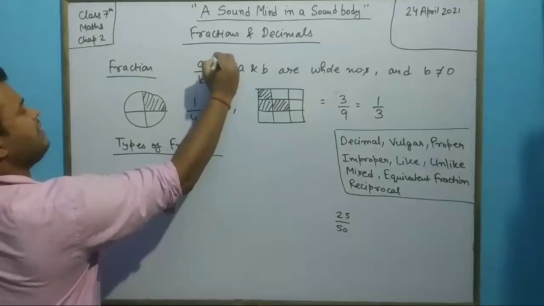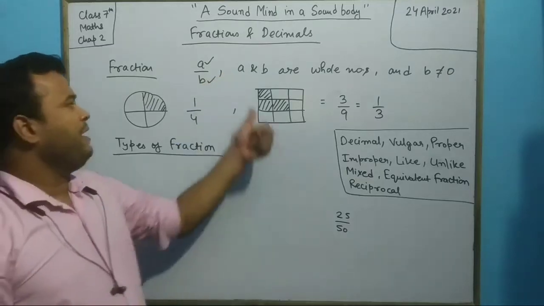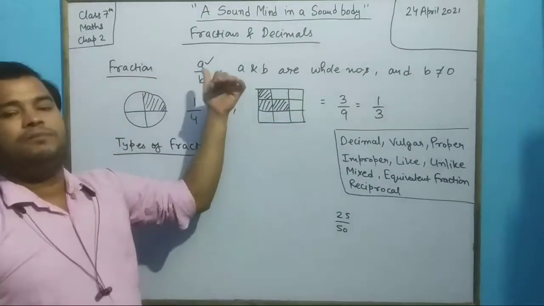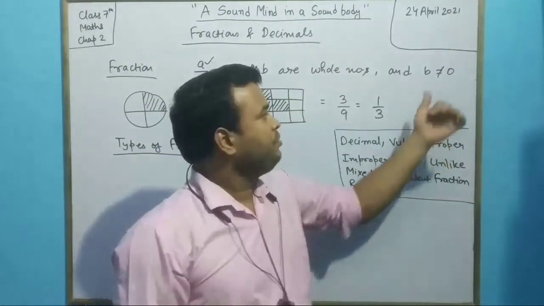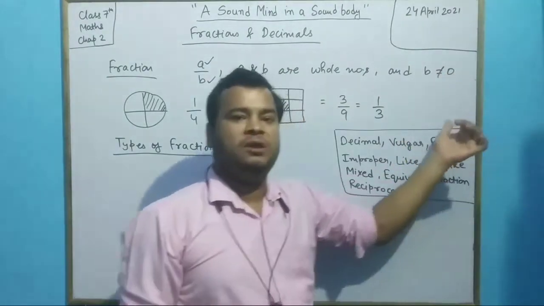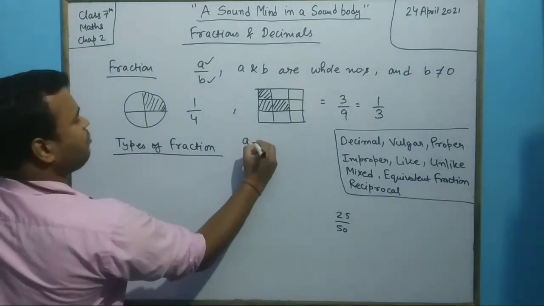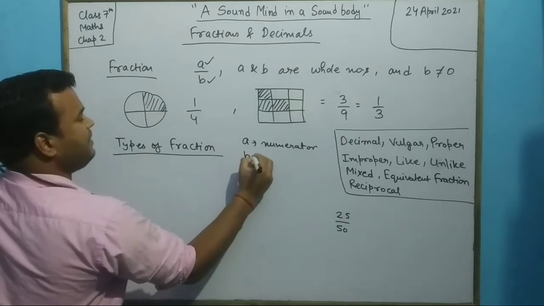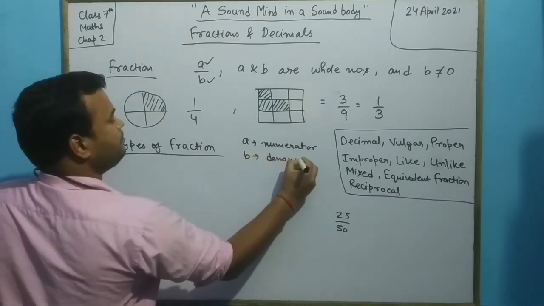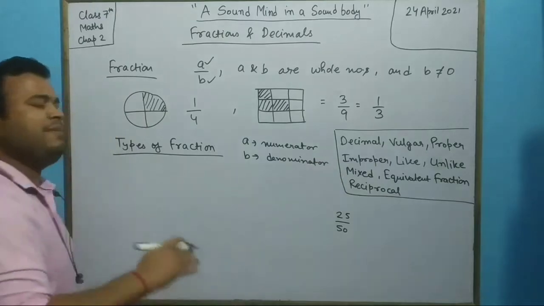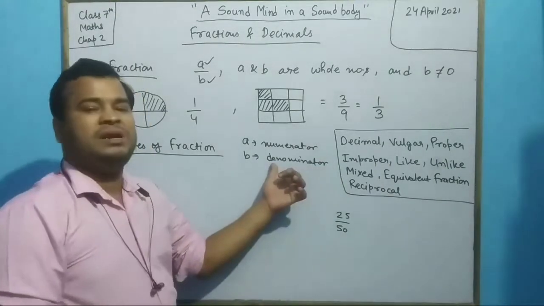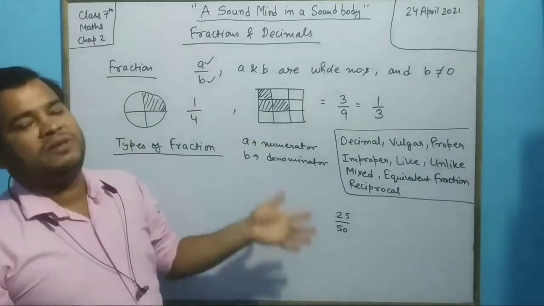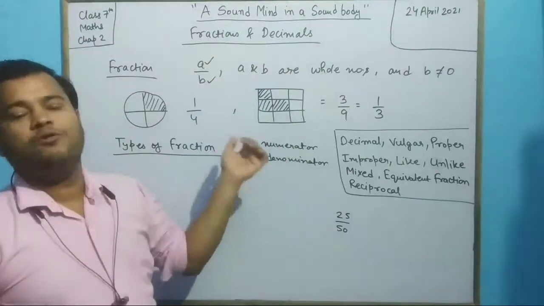1 upon 4 is of the form A upon B, where A and B are whole numbers, but there is a condition that B cannot be equal to 0. Here A is called the numerator and B is called the denominator. So numerator can be any whole number, and denominator can be any whole number except 0, otherwise it can have any value.